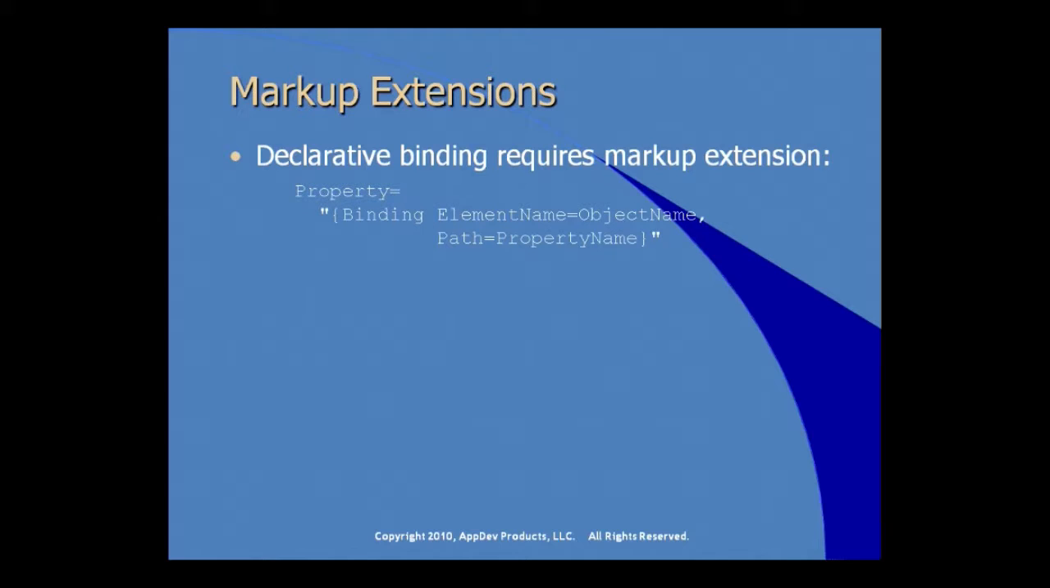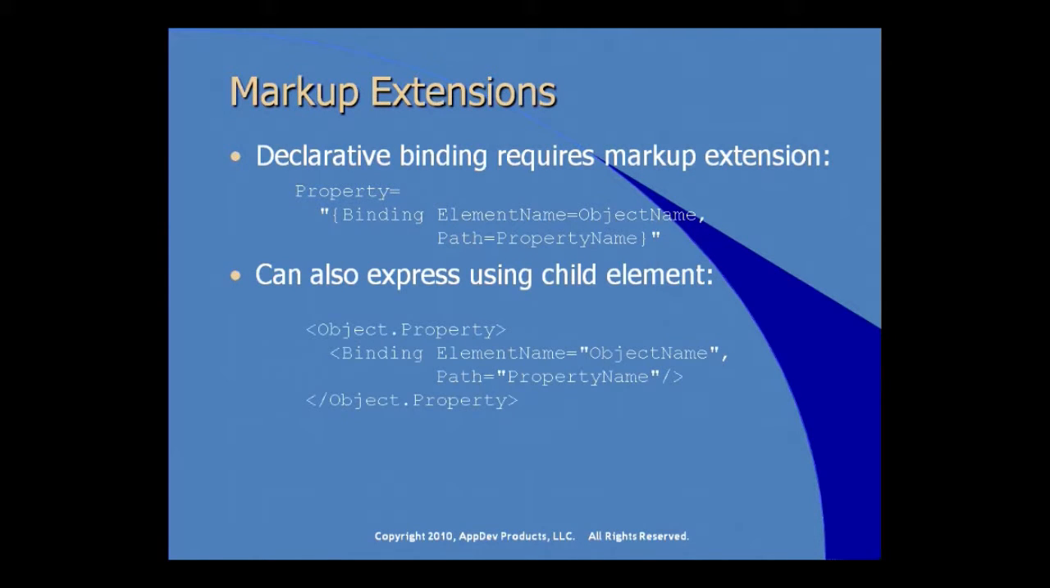We could say the property we're trying to bind to equals, well, we don't know the value right now, we need to get it at runtime. And to get it at runtime, we have curly braces, the binding object, which we represent with the text, binding, and then properties of that binding. We need to specify what object to get the property value from, and which property of that object to retrieve at runtime. You can also use the child element syntax, which you've seen already.